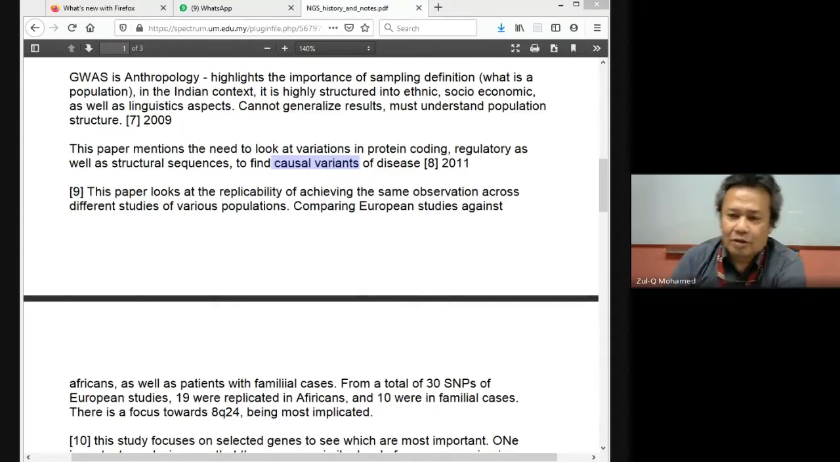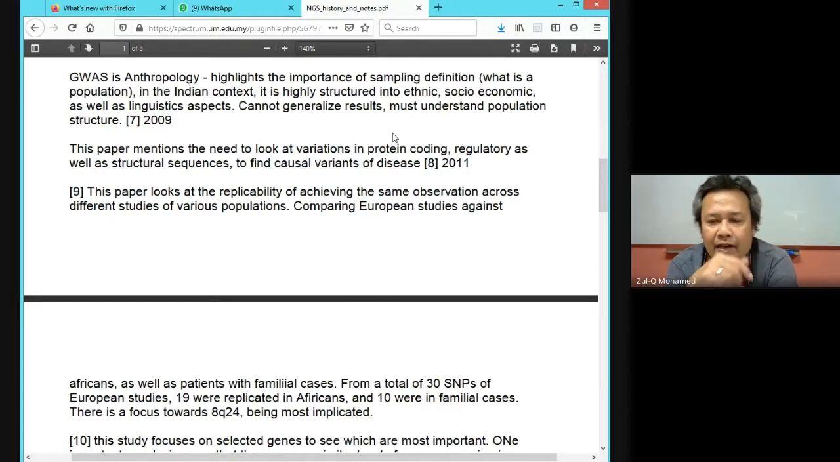So this paper says when you look at variation, you need to differentiate, or you need to know what you're looking at. Either you're looking at protein coding, where you're talking about amino acid changes and so on. Are you looking at regulatory, or are you just looking at structural? What are structural sequences? Structural sequences are, for example, the centromeric, telomeric. So these are structural sequences.